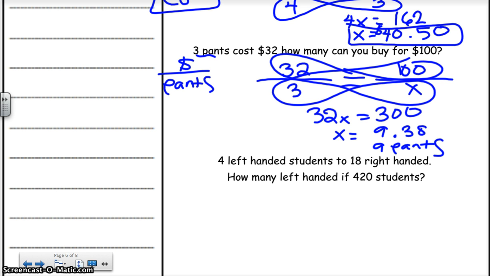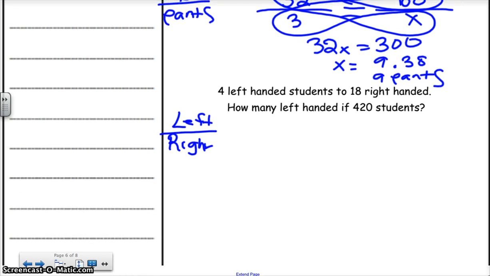4 left-handed students are to 18 right-handed, right? So right now I'm given left to right. How many left-handed students if there are 420 students? They didn't say right there. Uh-oh. How many left-handed if there's 420 students? It looks to me like I need left to a total.